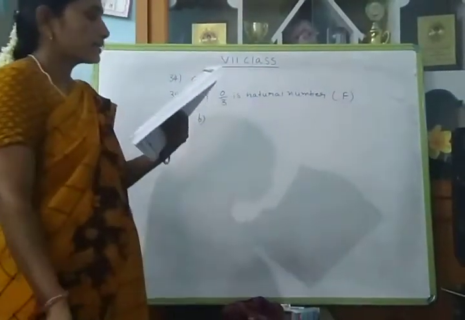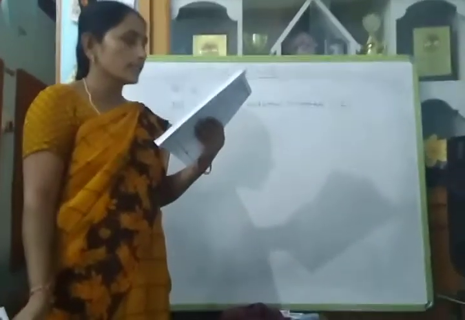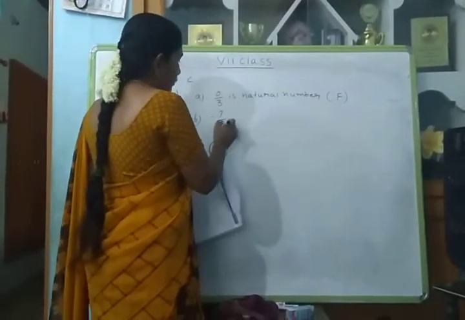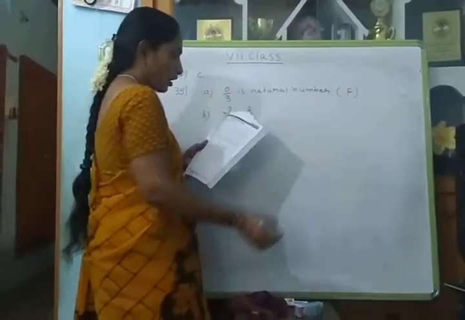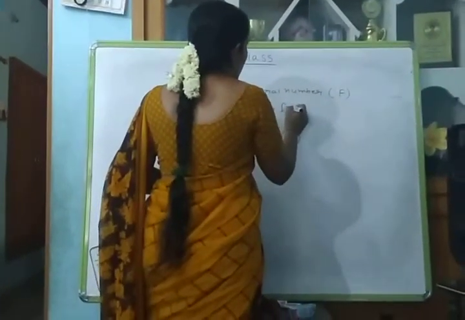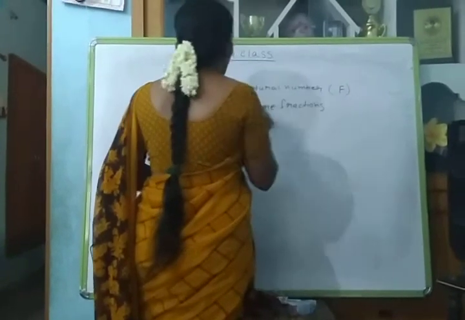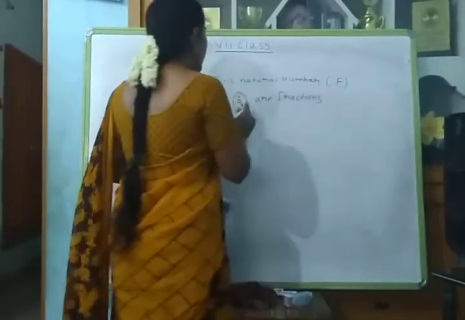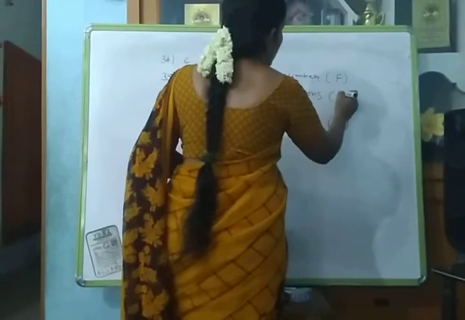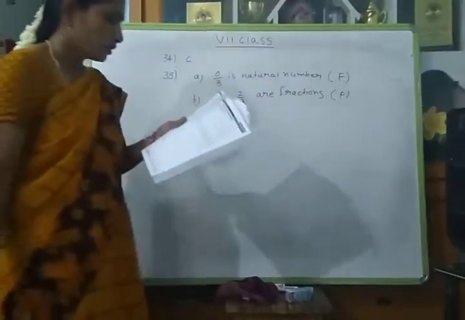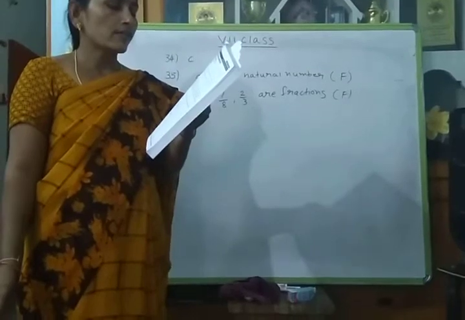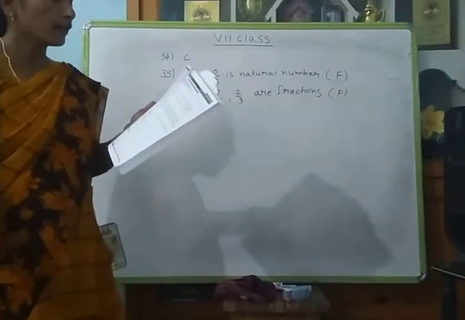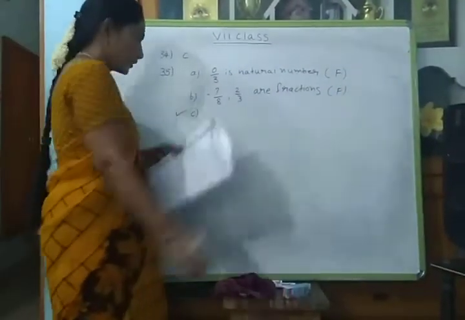Next one, option B: -7/8, 2/3 are fractions but not rational numbers. It is also false. 2/3 is a fraction, but negative ones are not fractions. But these are rational numbers. So it is also false. C: 2/3, 4/5, 7/8, 9/11 are fractions as well as rational numbers. So this is correct. Not false means true only, no? So option C is correct.